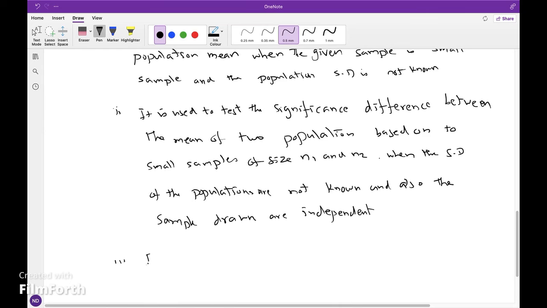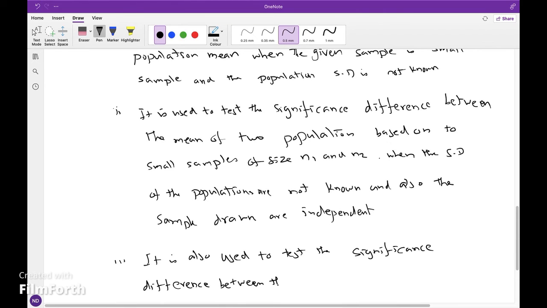In that case, it is also used to test the significant difference between the means of paired observations. Paired observations.